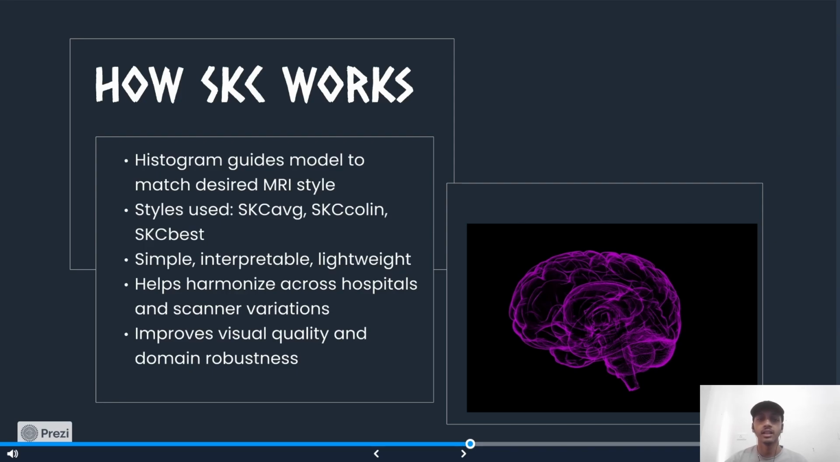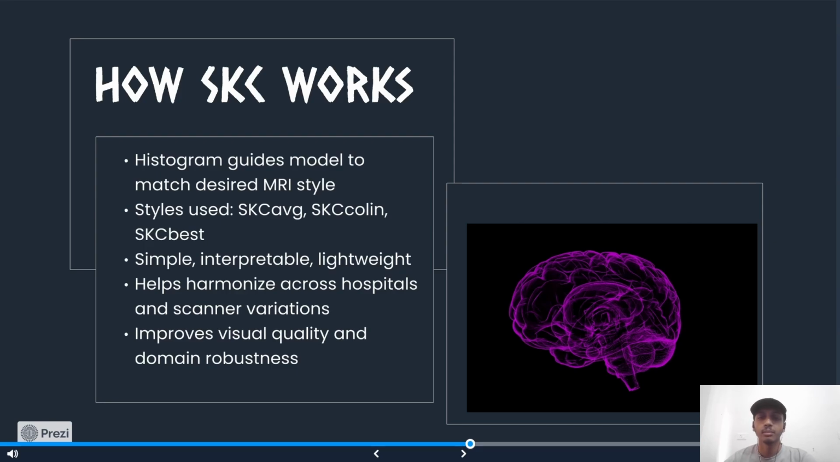This does two things. It ensures that all generated slices in a volume share a coherent image styling. It also allows for explicit control of the style during inference. For instance, you could feed in the histogram of a standard reference plane and have all your outputs match that style. An additional bonus is that it makes the model robust to domain shift. SKC allows the model to harmonize outputs by matching them to a consistent style key, helping reduce variability across institutions.